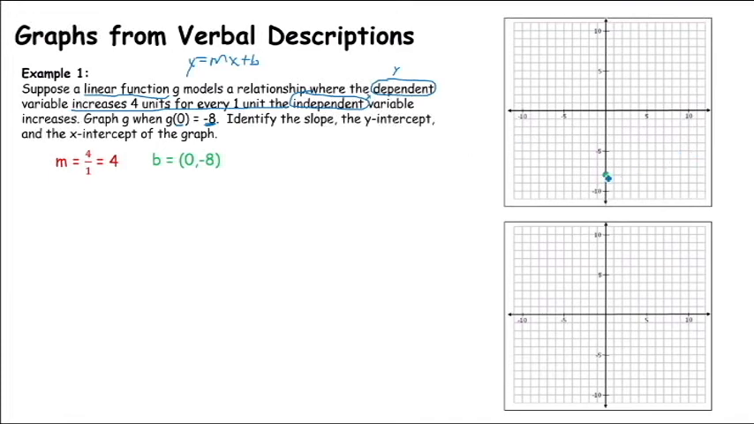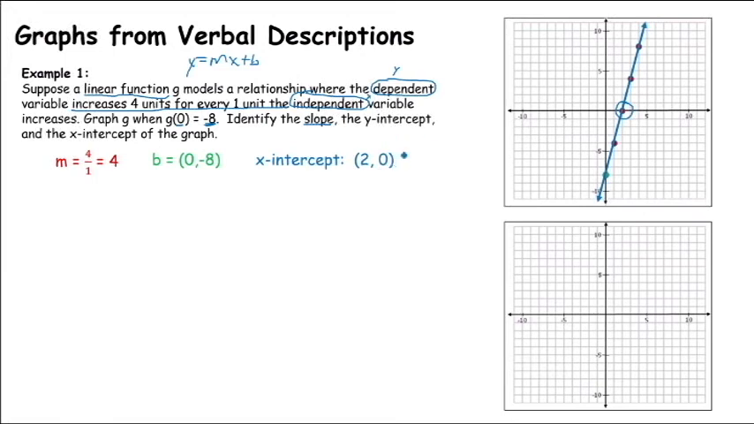I start off at -8. I rise 4, run 1, rise 4, run 1. And I can continue that. It says identify the slope. We've already done that. It says identify the y-intercept. We've already done that. It then says identify the x-intercept. Once it's graphed, that's really easy to spot. It's right here. So this is an x-intercept of (2, 0).